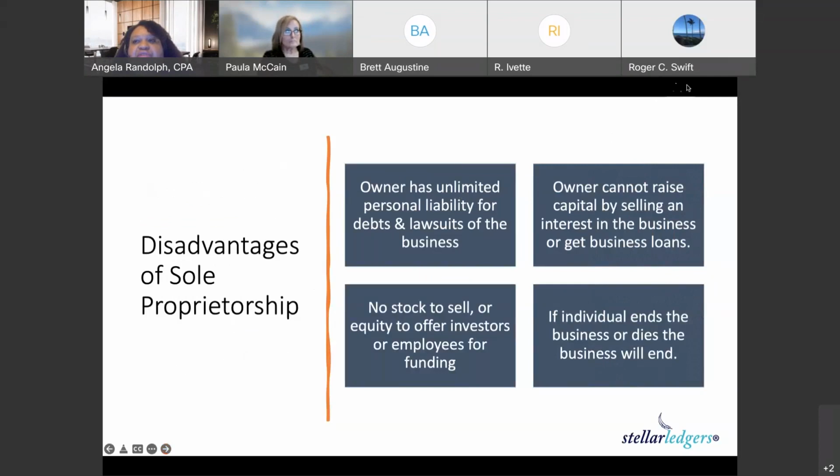lenders and investors consider sole proprietors very, very risky in terms of lending. So that's a major disadvantage if you're looking for funding. And the owner cannot raise capital by selling an interest in the business or get business loans. It's not impossible, but for sure you're going to have to personally guarantee that loan. And again, because you and the business are one and the same, your personal assets would be up for grabs if you should happen to default on that loan.